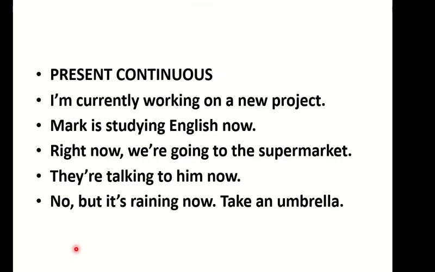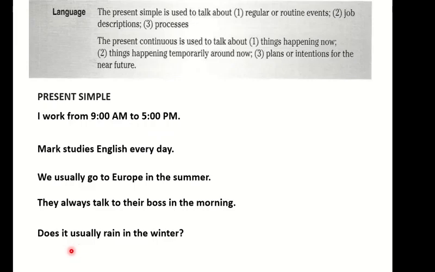Okay. Now look at the second structure here. Present continuous is used to talk about things happening now. If I ask you, what are you doing now? You say, I am studying English, or you can say, I am watching a video. If you are more than one, you say, we are watching a video, or we are studying English now. So we use is, are, or am with ing.